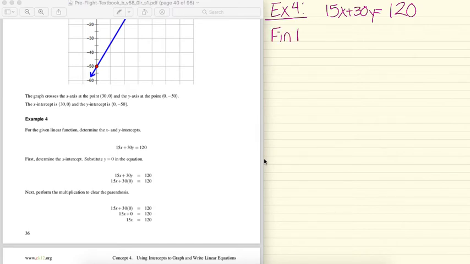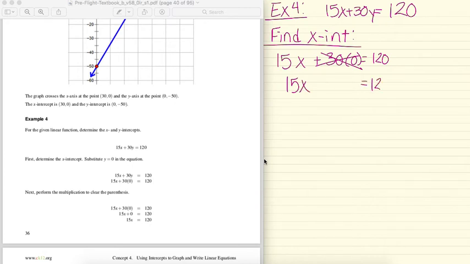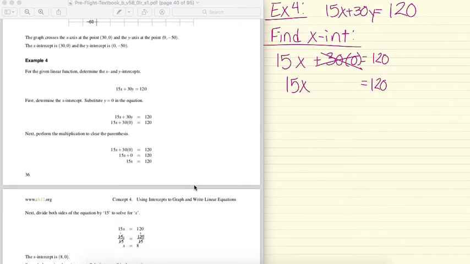First, we're going to find our x-intercept. Again, the process for finding x-intercept is plugging 0 in for y and solving for x. Plugging 0 in for y, 30 times 0 is just 0, so I'm left with 15x equals 120. From there, we'll divide by 15, because that's the opposite of multiplication. And we get 8. So we know that our x-intercept is at x equals 8.